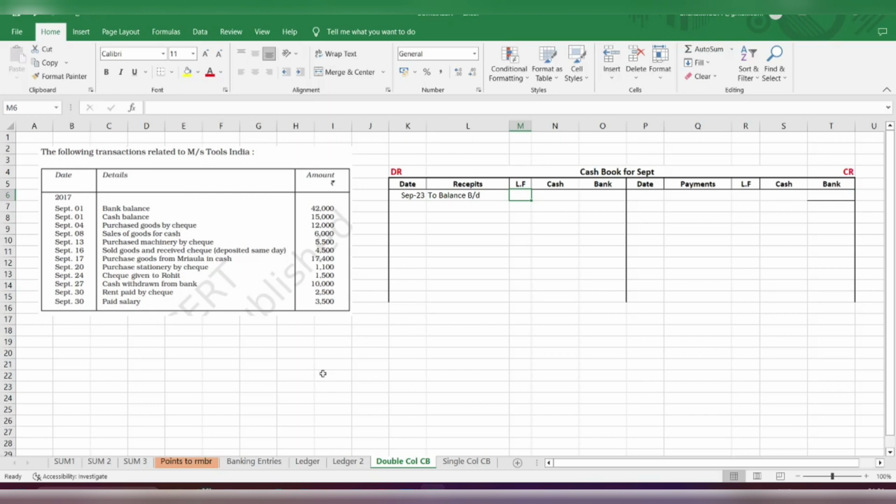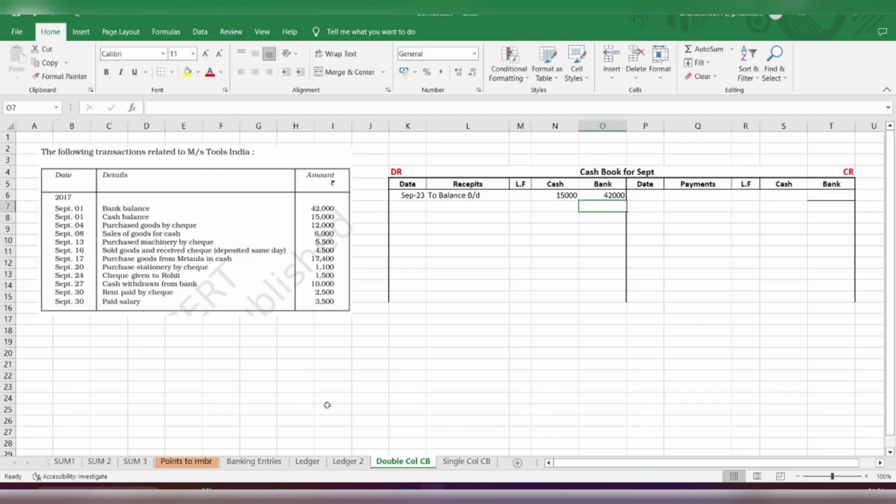In that case there will be a negative bank balance, and it will affect our credit side. Here both our balances are positive, so the cash balance is 15,000, which we will record in our cash column. The bank balance is 42,000, which we will record in our bank column. Next entry, first both the entries are done.